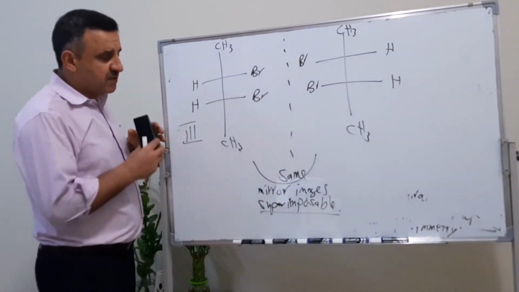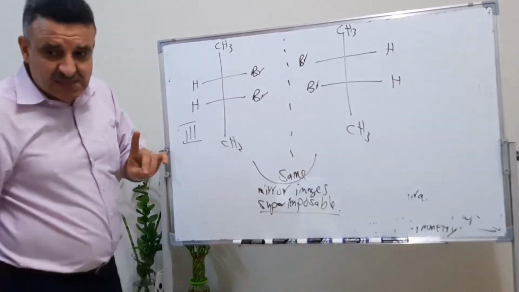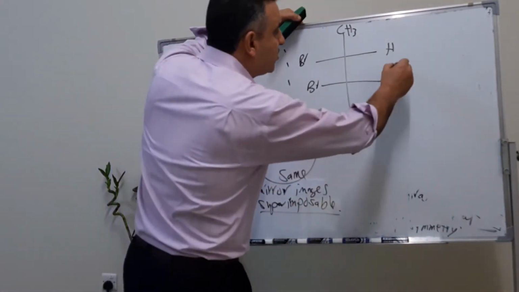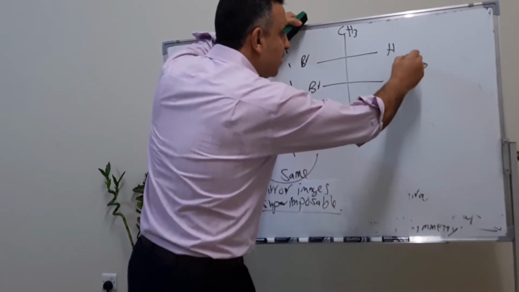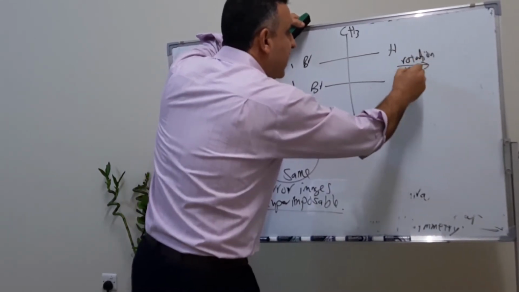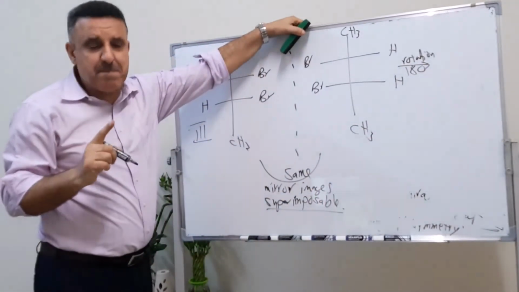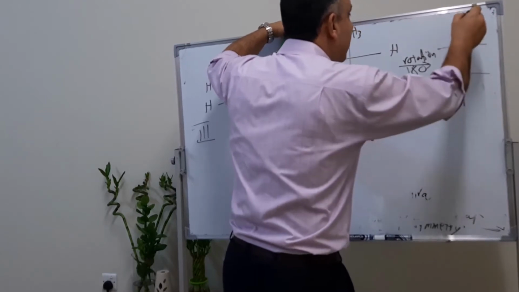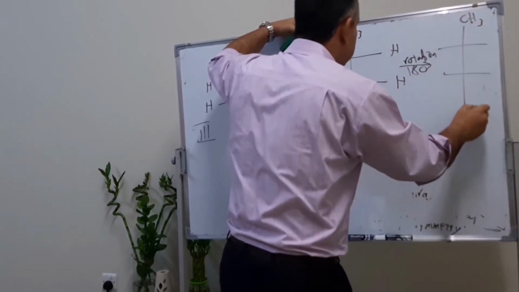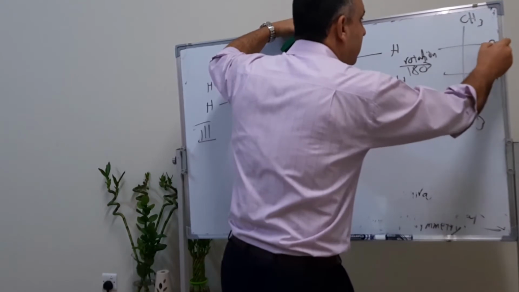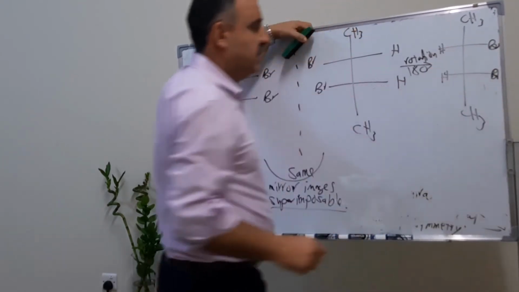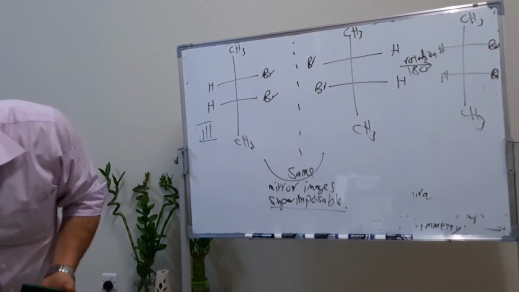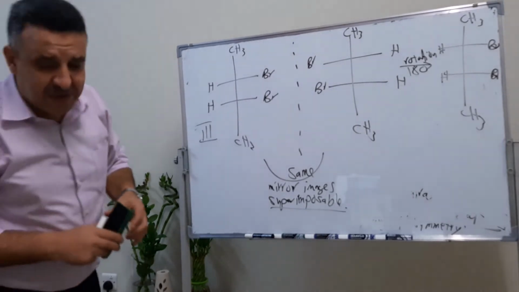Now, let me just finish. So they are mirror images, but they are the same because simply, as I said, if you make a rotation by 180 on the same plane. Remember, it must be on the same plane. When you make a rotation of this, you are going to get CH3, CH3, bromine, bromine, hydrogen, hydrogen. Is that what you are going to get or not? Yes, the same. Do you follow me?